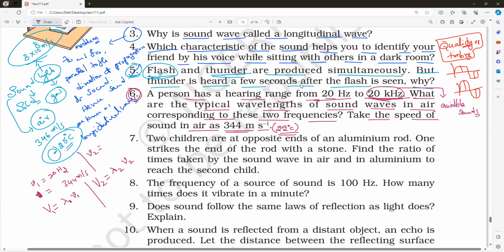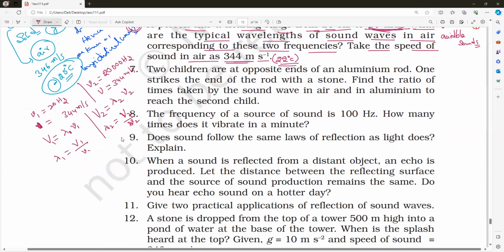What is the frequency 2? 20 kilohertz means 20,000 hertz. Is it right or wrong, guys? Yes or no? So V2 is the same, 344 meter per second. So we want lambda 1 now. Lambda 1 is equal to V1 by frequency 1. Lambda 2 is equal to V2 divided by frequency 2. So that's all. You can substitute it, you will get it.